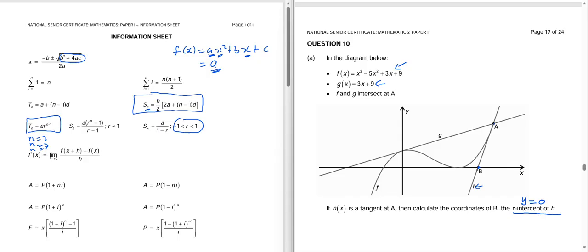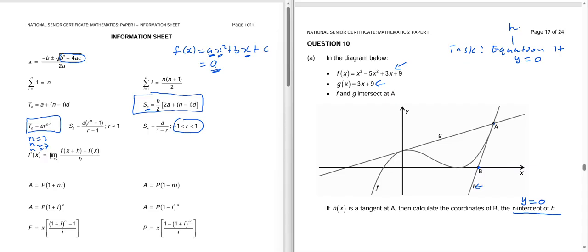Meaning that the task is, if I can identify the equation of the line h, I can get the b coordinate, because my y value is equal to 0. Then I get my x coordinate. So my task at this point is to create the equation of the line h. That is the task that I have.